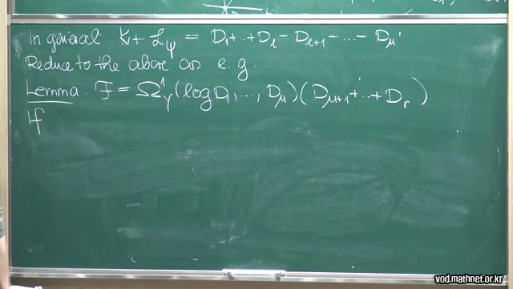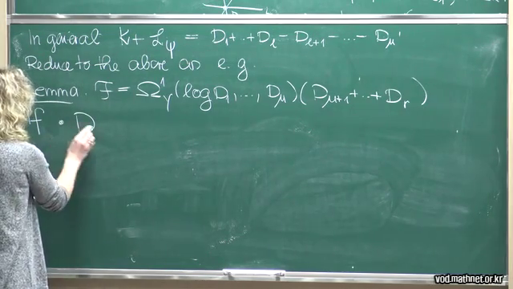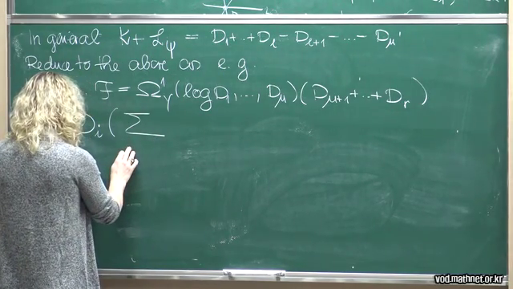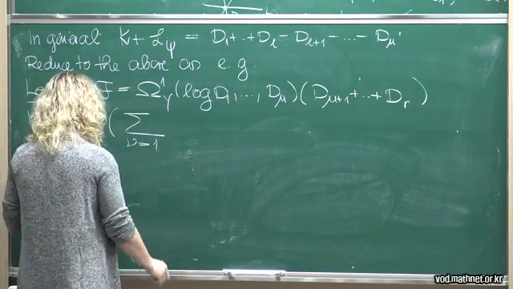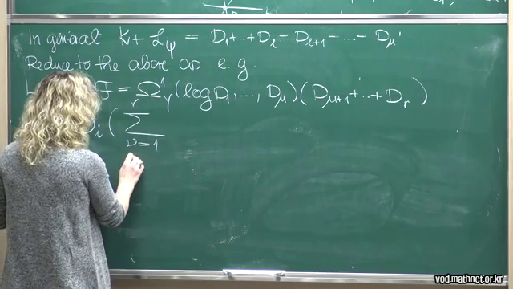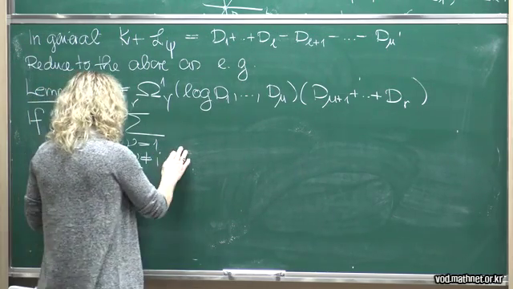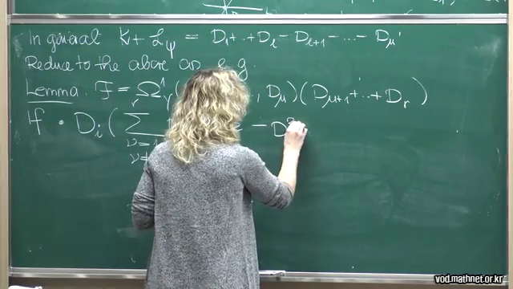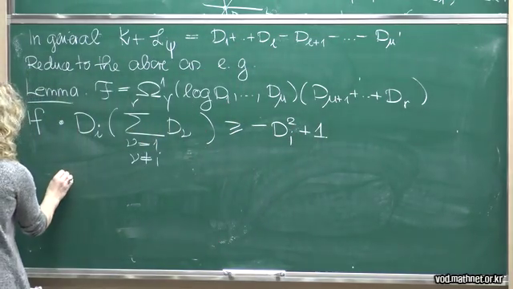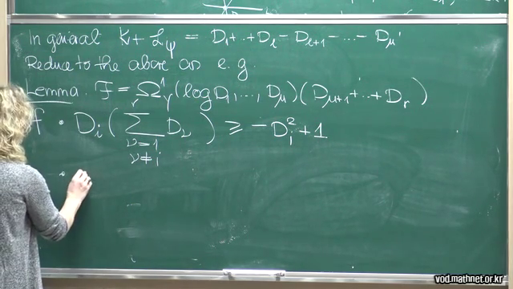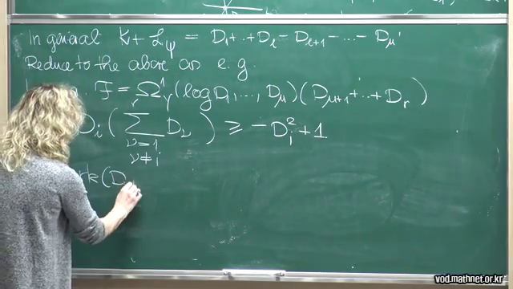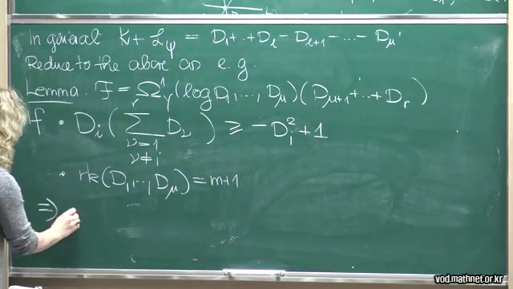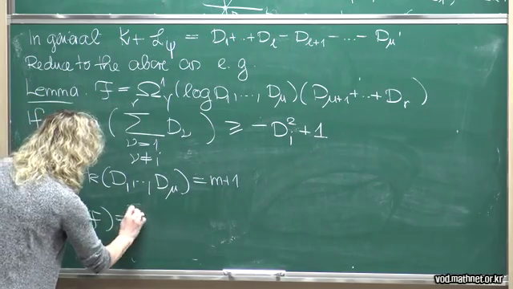So if these two conditions hold, di multiplied with the sum nu equal to 1 up to r, nu is different from i, d nu is bigger or equal to minus di squared plus 1. And if the rank of d1 d mu is m plus 1, then h1 of f is 0. Okay?